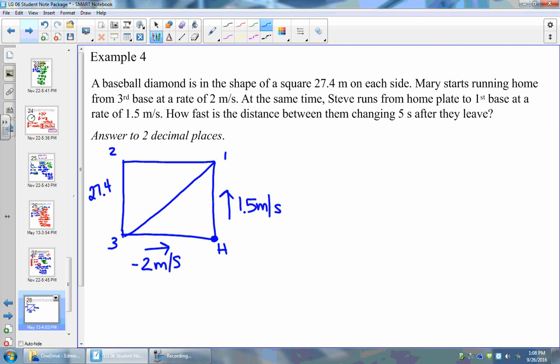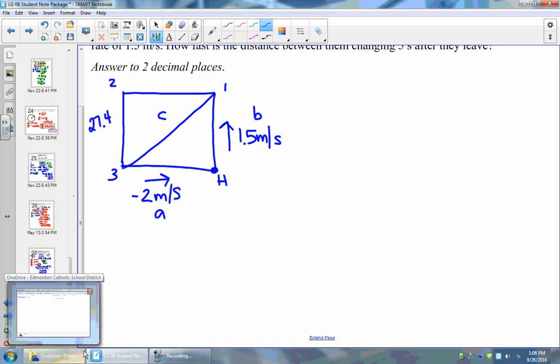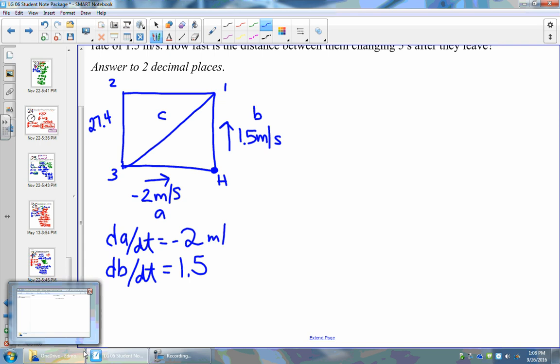All right, so let's use the Pythagorean Theorem here. Let's call that A, B, and C, because obviously we don't have similar triangles here. So let's label everything. dA over dt, we said was negative 2. We said dB over dt was equal to 1.5 meters per second. And we're looking for dC over dt equals how much when t equals 5. So this is the first question that we're actually given a time. So we need to figure out how we can incorporate that.